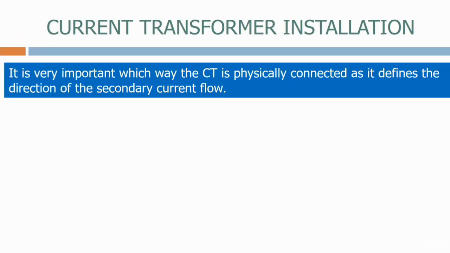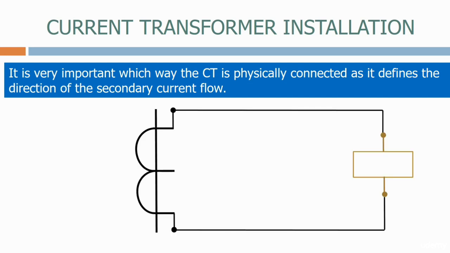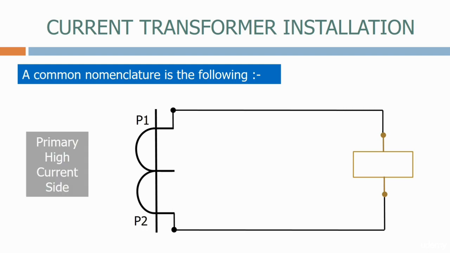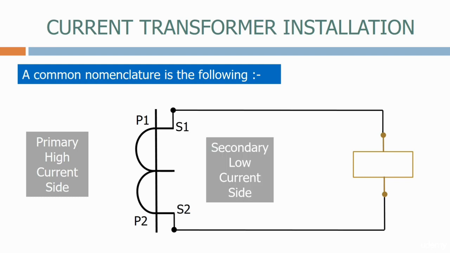It is very important which way the CT is physically connected, as it defines the direction of the secondary current flow. Here we have a CT monitoring a bus bar. Common nomenclature is the following. On the primary high current side, we label the terminals P1 and P2. On the secondary low current side, we label the terminals S1 and S2.